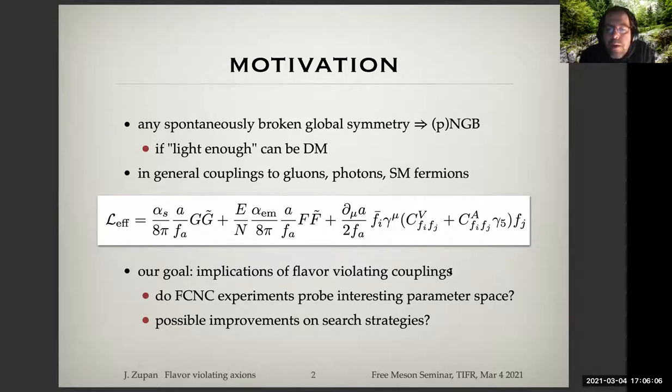If you write down the low energy Lagrangian, it will have a shift symmetry so that the first interaction terms will start at dimension 5, and there will be the couplings to GG tilde, FF tilde, and then the couplings to fermions. And here I will allow for flavor off-diagonal couplings. So i and j here can be different.